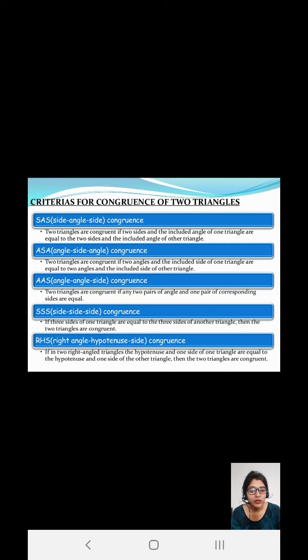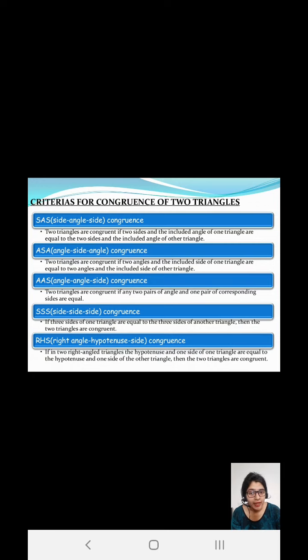The fourth condition we have is side side side. This means all the three sides will be equal, so both the triangles will be congruent. The fifth congruence condition we have is RHS.